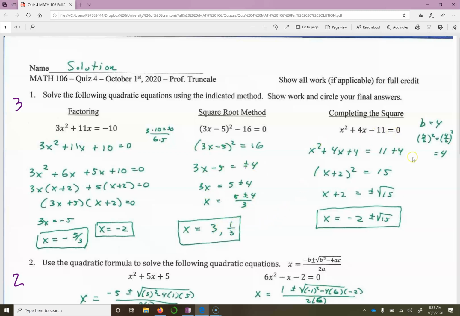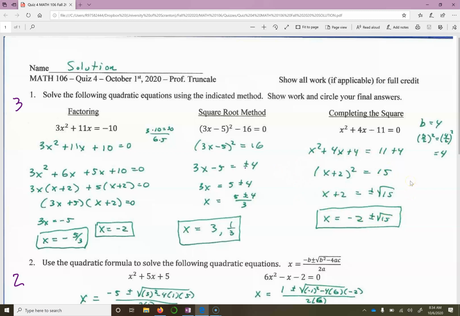And then for completing the square, again, you're moving everything. You're moving this negative 11 to the other side, having the b term and then squaring that. So I kind of made this one an easy one, where half of 4 is 2, the square of 2 is 4. So you get this perfect square on the left. And then it becomes a square root problem, right? And then you just go through the motions to get negative 2 plus or minus 15.